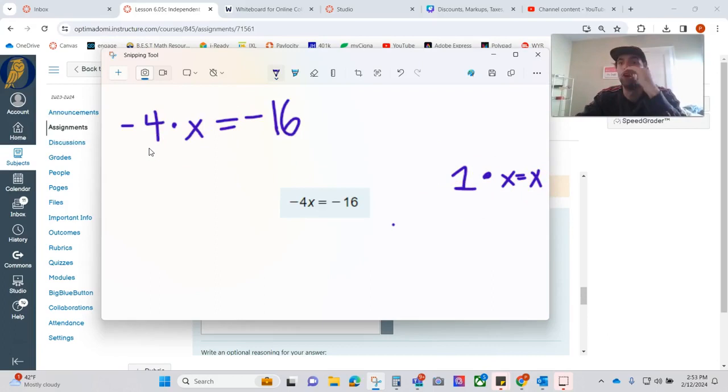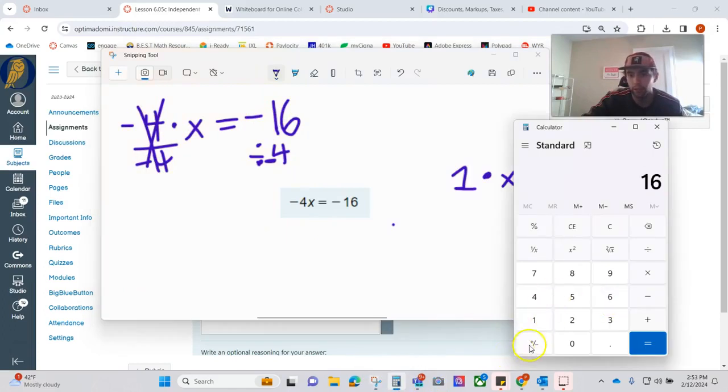So let's use inverse operations. I'm looking at a times, not a minus. That is not an operation sign. That is part of the number, -4. The operation sign is times, so we are going to do the opposite to the opposite side. Divide by -4. Oops, almost forgot that. Divide by -4. So -4 divided by -4 is 1. 1 times itself is just itself, so that disappears. Over here, -16 divided by -4 will give us our answer.